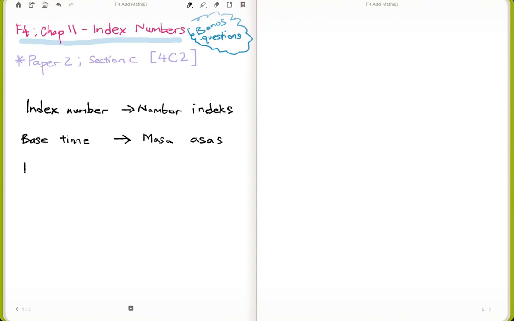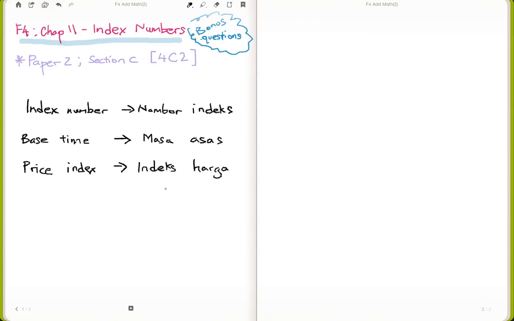Then we have price index. This is something that you will get used to later on. If you guess it correctly, it is harga. Well, I don't think they will penalize you for not spelling correctly, because this is not a language. It is mathematics, numbers. That's going to count.